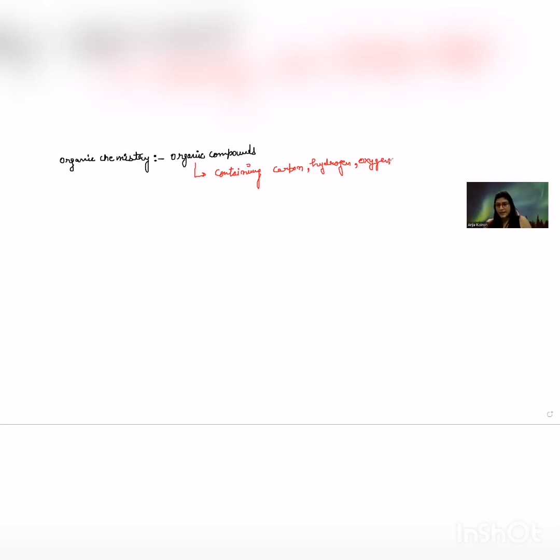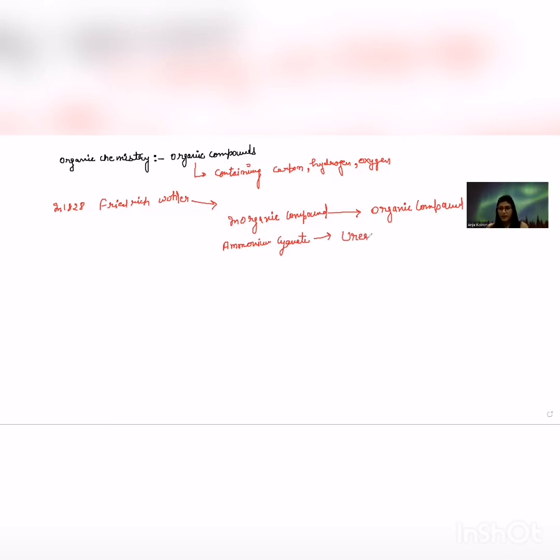Now, in old times, scientists believed that organic compounds could only be synthesized by nature. They believed that organic compounds cannot be synthesized in a lab, okay? But in 1828, the scientist Frederick Wöhler performed an experiment. He synthesized an organic compound from an inorganic compound. The compound was ammonium cyanide, and he formed urea. Okay, now this is how our organic chemistry began, right?